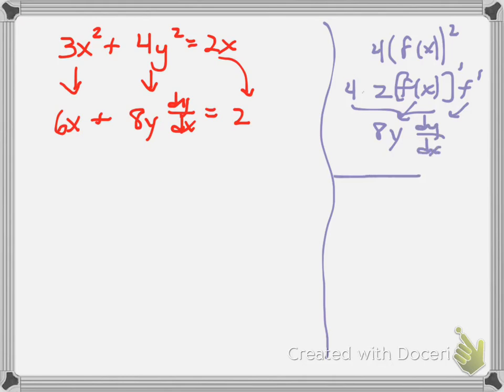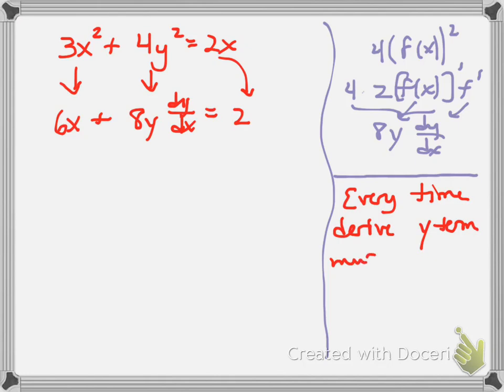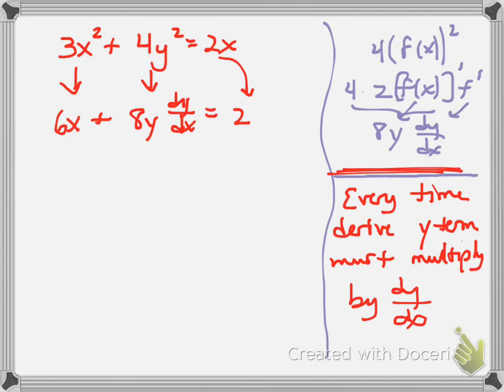So here's a little note to take with you, okay? Every time you derive something that has a y, you must put a dy/dx after it. So let's write that down. Every time we derive a y term, you must multiply by dy/dx. So this will avoid you having to sit there and show this proof that I'm showing on the side here. So that's where I got 8y dy/dx.